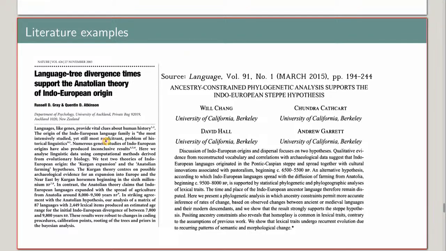And you might know that there are two hypotheses for where the Indo-European languages originated. They originated in the steppes or in the Anatolian region in modern Turkey. And this paper supports this, and this paper supports this. And I'm not expert enough to tell who's right, but we'll have some more comments on that.